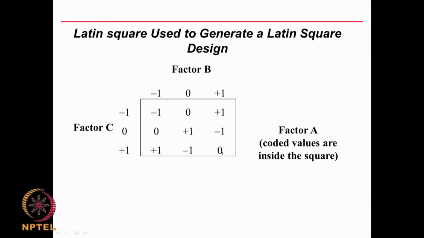If it is a 2 variable problem, we can have a 2 by 2 Latin square. We can go even to 2 levels, 2 variables, and we can have 2 by 2 Latin squares and so on.